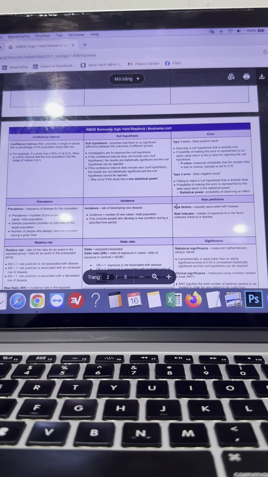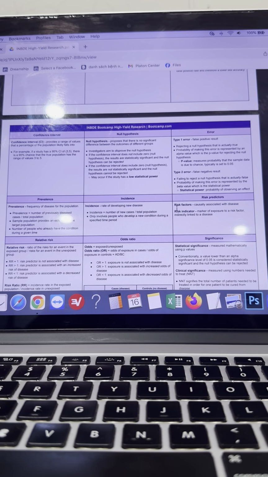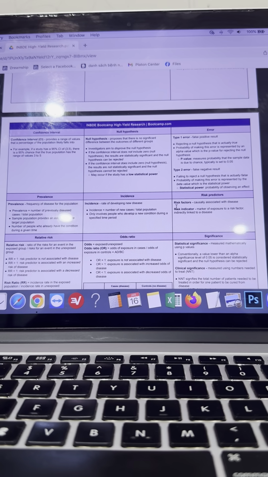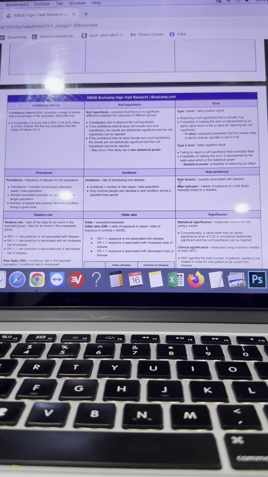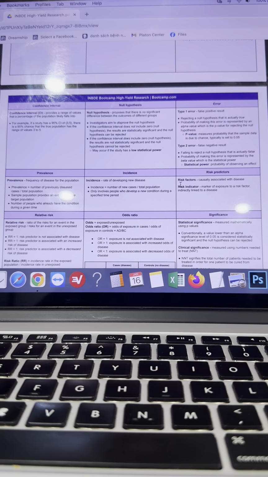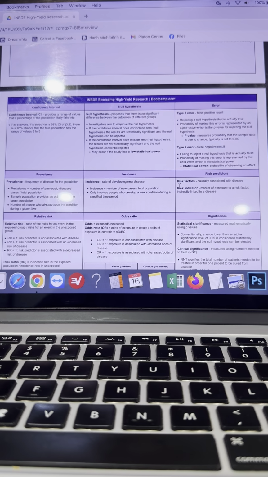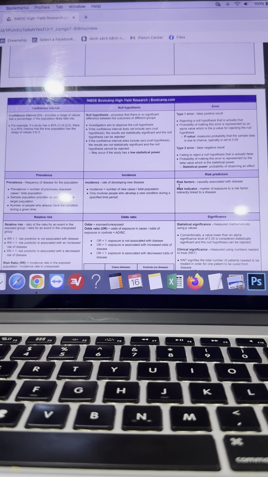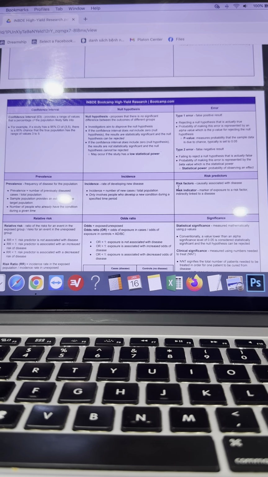Prevalence, incidence, and risk predictors. Prevalence is the frequency of the disease in the population: the number of previously diseased cases over the total population. The sample population provides the estimate for the target population. It is the number of people who already have a condition during a given time. Incidence is the rate of developing new disease: the number of new cases over the total population. It only involves people who develop the new condition during the specific time period.